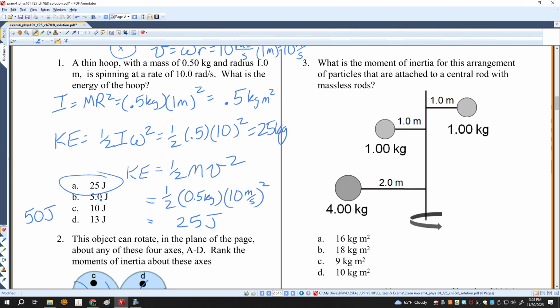Here I want you to find the moment of inertia. I is equal to the sum of mr squared. That is 1 times 1 squared plus 1 times 1 squared plus 4 times 2 squared. That's equal to 1 plus 1 plus 16. That is 18 kilogram meter squared.